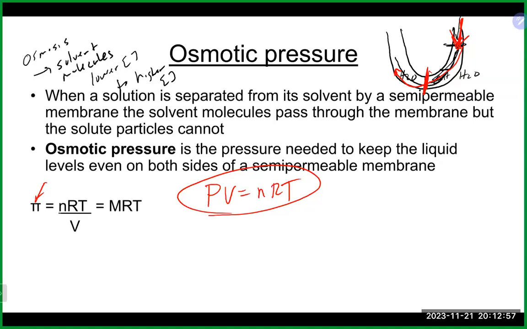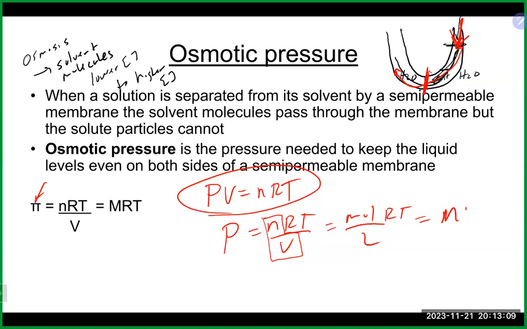If you solve for the pressure, like we did before, it's nRT over V. N over V is moles per liter, right? And that is how come it reduces to the molarity times R times T. But ultimately, to calculate the osmotic pressure, it's pretty much an ideal gas law type problem, is what we'll use it for and how you can use it.